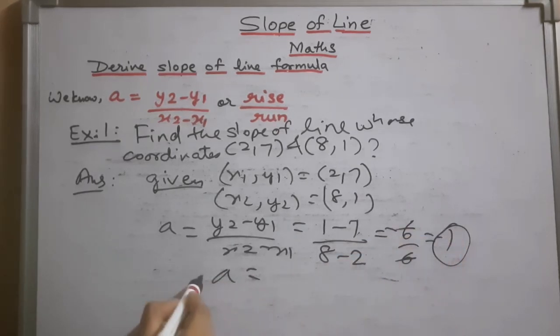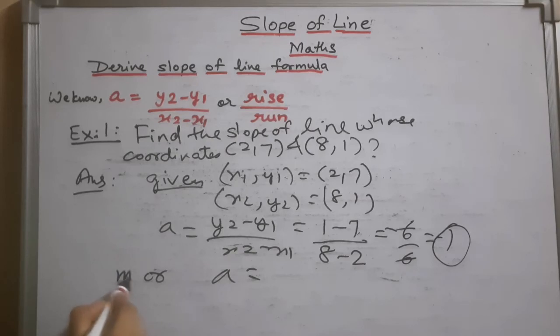So A is equal to A or M. In some of the books it is written as M. So M or A equal to minus 1.